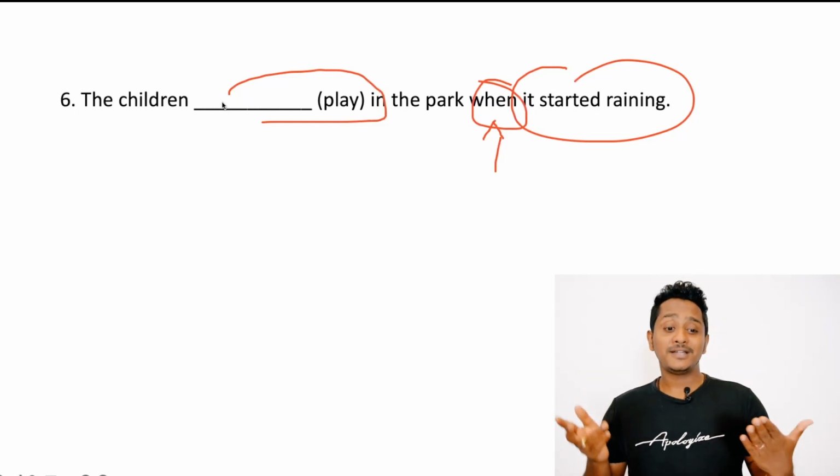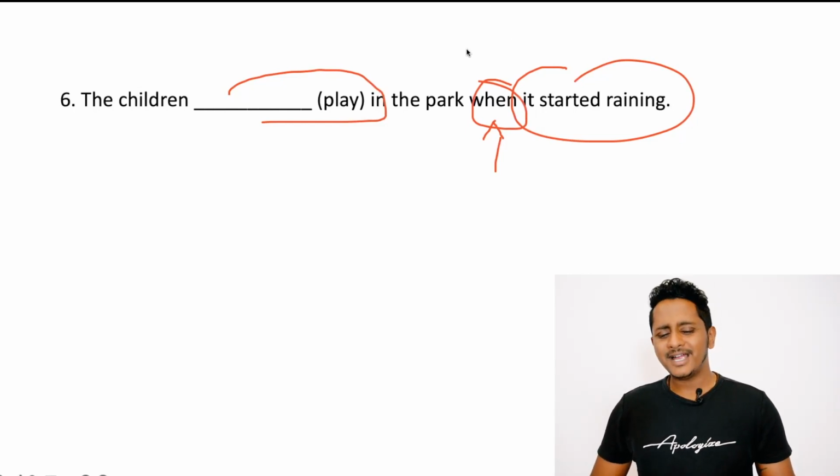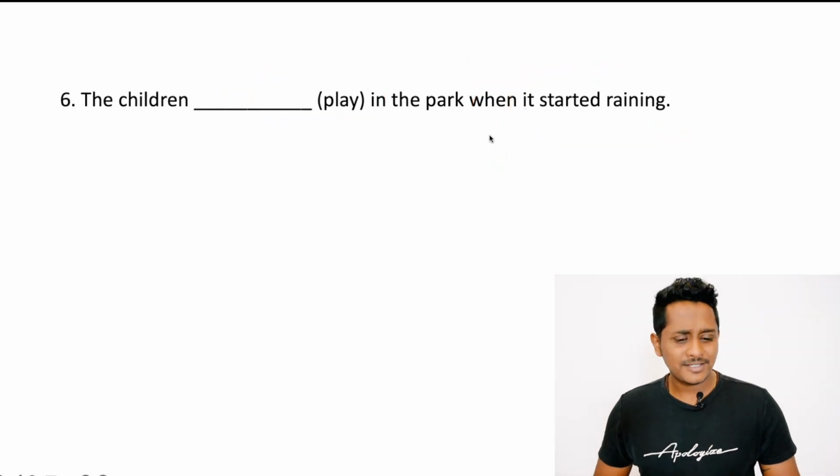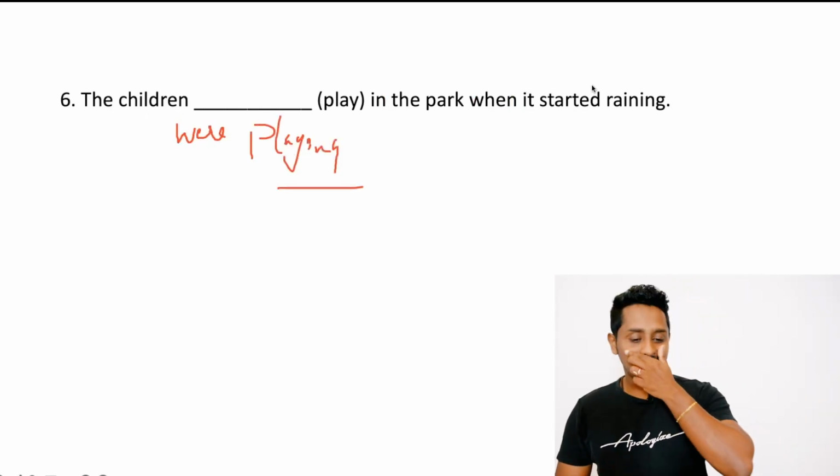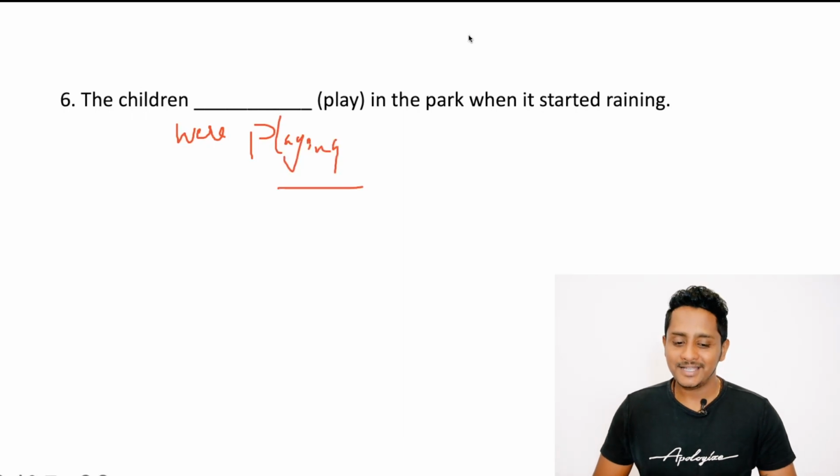So that is past perfect tense, but here it will not come. Here they are trying to say the children were playing in the park when it started raining. Children were playing has to come. Remember, were playing in the park when it started raining.